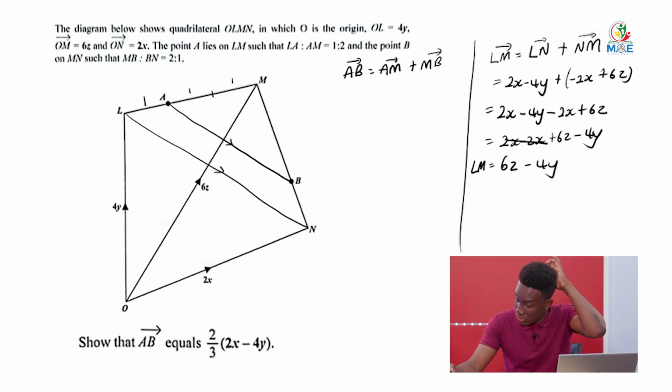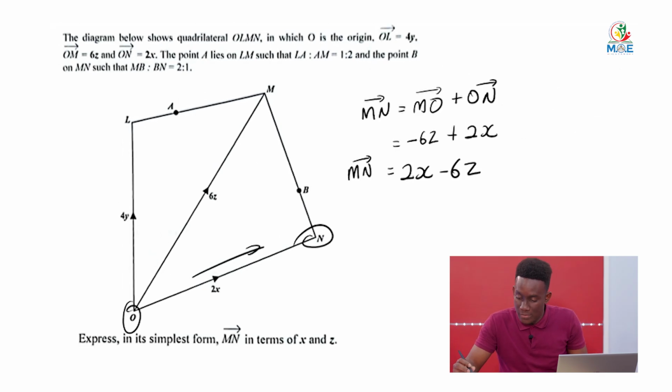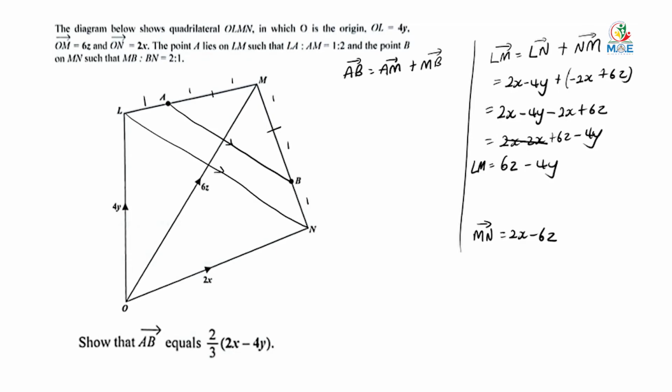And the next thing we want to find is MB. So let's see what they gave us about MB. They say the ratio for MB and BN is 1 to 2. So if this is 1, this would be 1, 2. So we found MN to be 2x minus 6z. And let's say we want to find for, so this is MN.